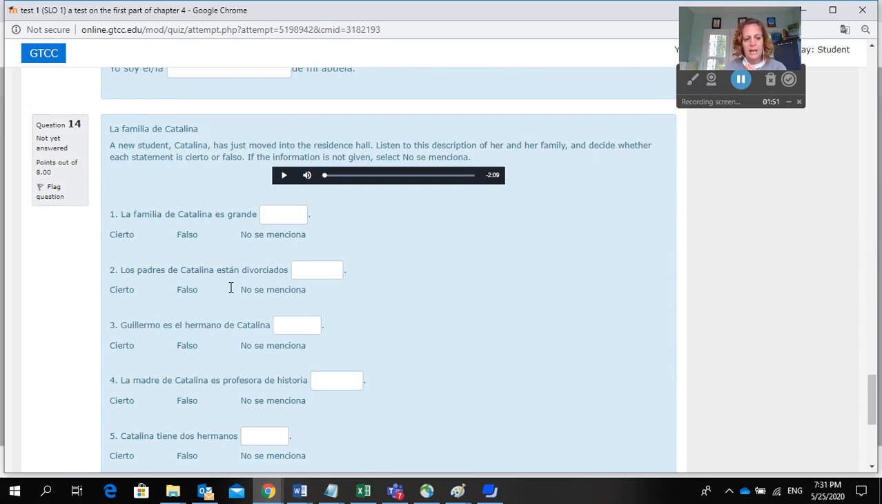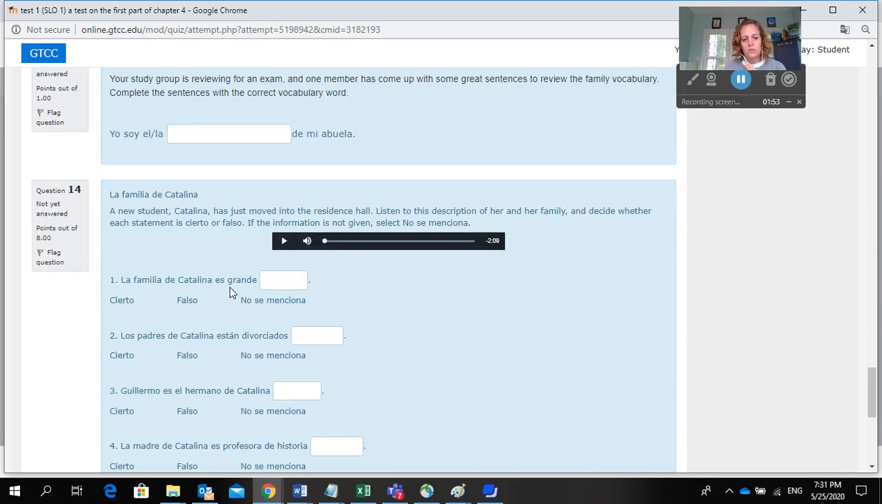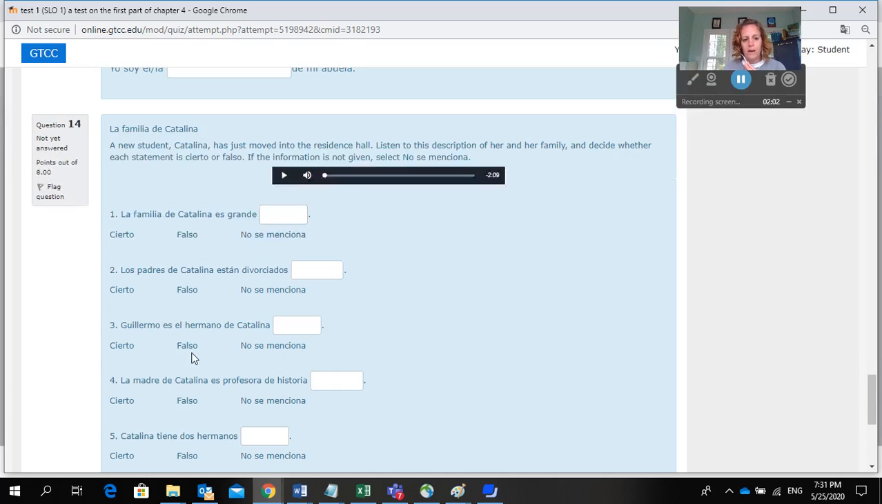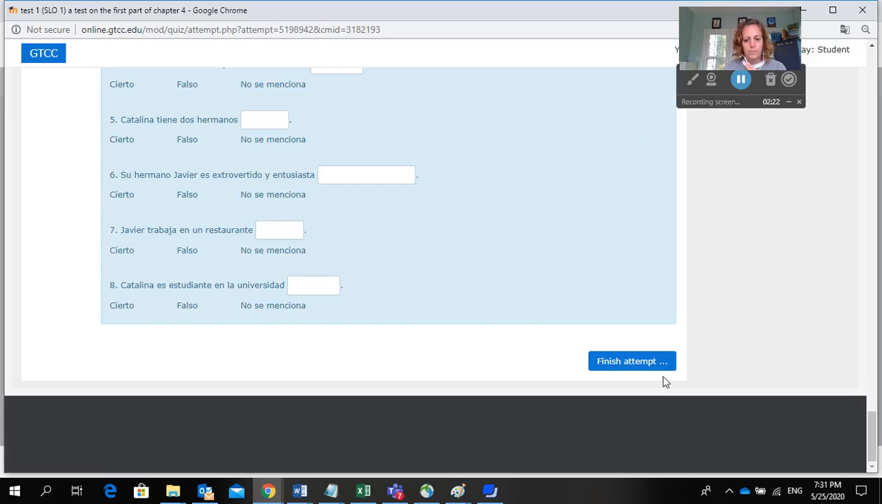La familia de Catalina. A new student, Catalina, has just moved into the residence hall. Listen to this description of her and her family and decide whether each statement is cierto or falso. I'm going to go back through and put A, B, C in front of these. So after you've listened to this audio, if it says that la familia de Catalina es grande, if you think it's grande, you will write an A. Los padres de Catalina están divorciados. If that's not mentioned, you would write a C. So I'll go back and put an A, B, C in front of each of those.